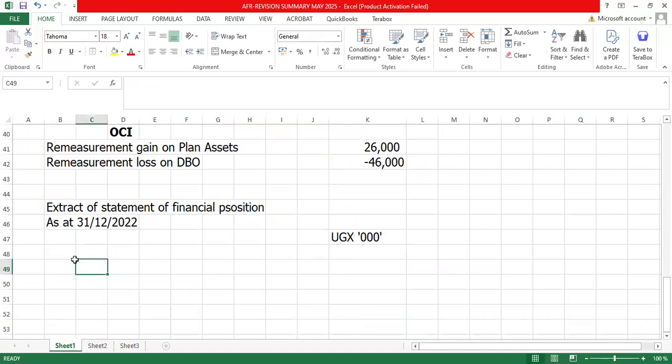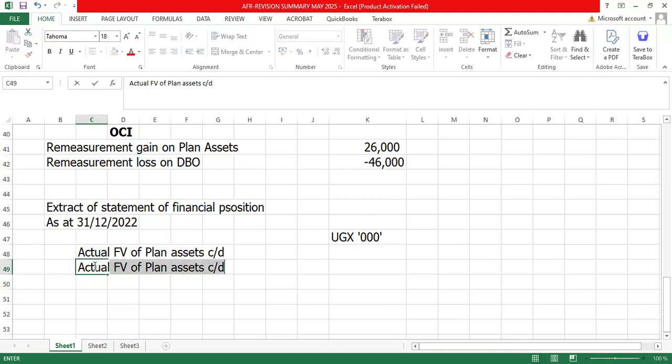So it means that what will appear are the actuals. Remember what appears in profit or loss or in a balance sheet are your actuals. So you'll put the actual fair value of plan assets at the end of the year. That is carried down. Then you also bring the actual present value of defined benefit obligation at the end of the year. Then what you will get will be the difference.